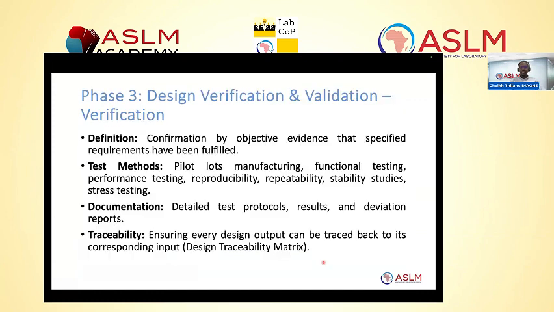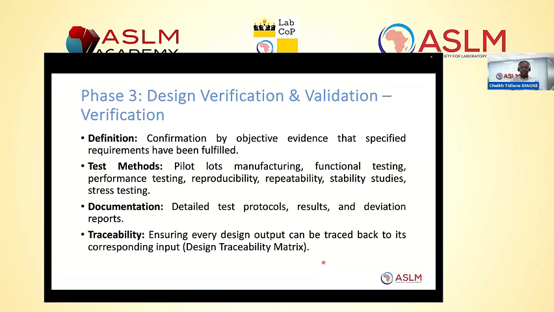Then we have phase 3, which stands for design verification. We start with the verification, which is the confirmation by objective evidence that specified requirements have been fulfilled. Here you will use test methods. You will generate pilot lot manufacturing to ensure that your manufacturing process is robust. You will perform functional testing, you will assess your performance. You will conduct reproducibility and repeatability studies, stability studies, stress testing, and you will detail all your test protocol results and deviation reports.